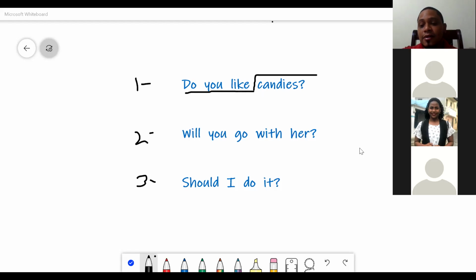It doesn't matter. Now, sentence number 2, you know is rising intonation. The last content word in the sentence number 2, what is the only content word in the sentence number 2?